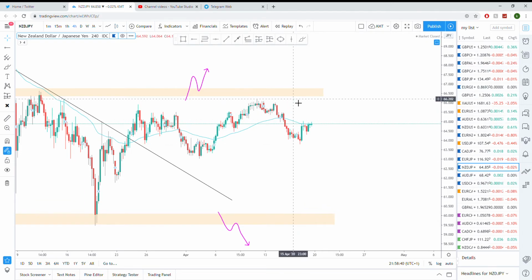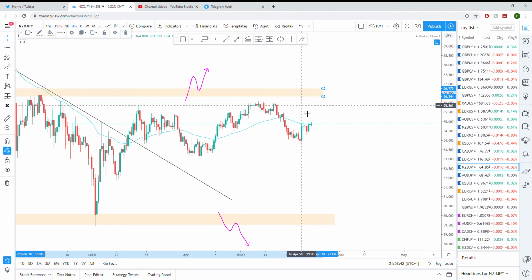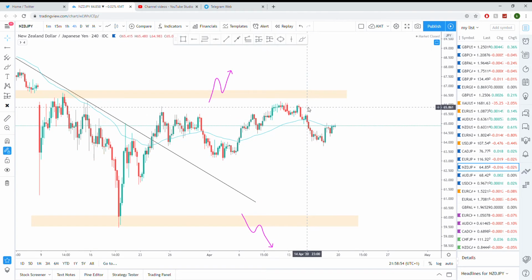So again, we're just looking for a push to the upside or downside, but we're most likely at this upside range. This is between 66.776 to 66.344. Most likely we will push above here. Until then, we'll just have to stay patient.